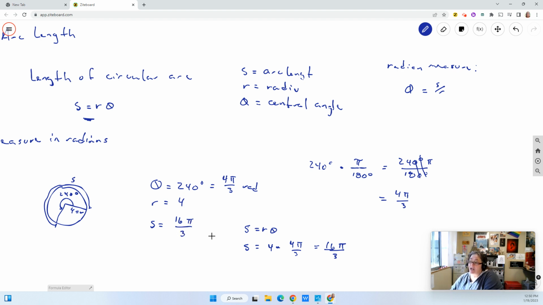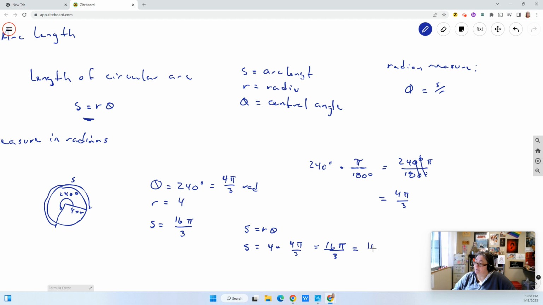Can it be reduced? Yeah, you could put it in a decimal form. I am not sure what you have to reduce it to. According to my notes here, they're reducing them down to inches. And the way that you would do that is you would just plug 16 pi over 3 into your calculator. So if I put in 16 pi, enter, divided by 3, I would get 16.7576 if I round it, inches.